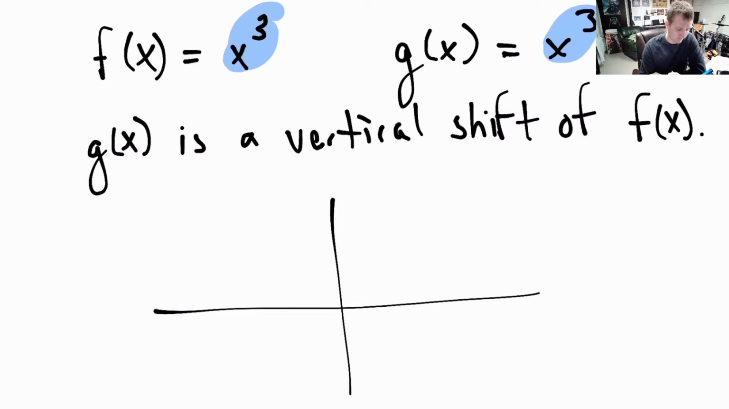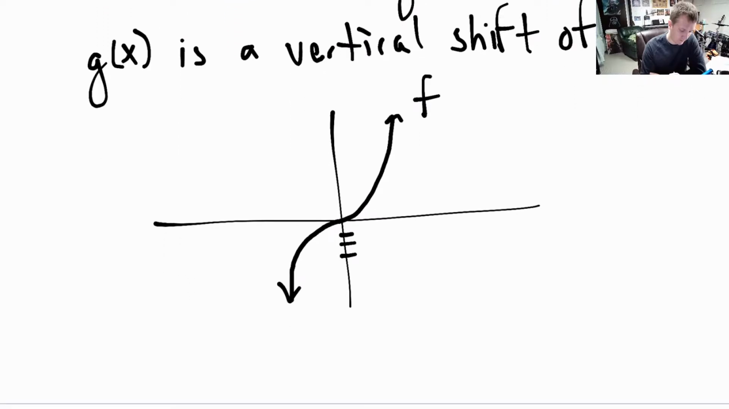So here's f of x. I'll just give it to you. Looks like this. What does g look like? Well, that, but every point is dropped 3 points. So 1, 2, 3. Here we go. I'll try my best, and I'll graph it in another color.